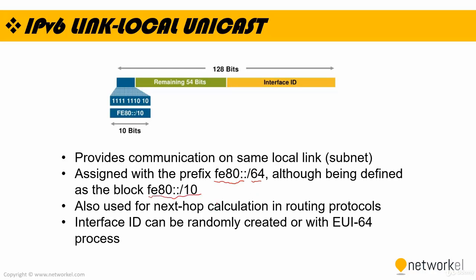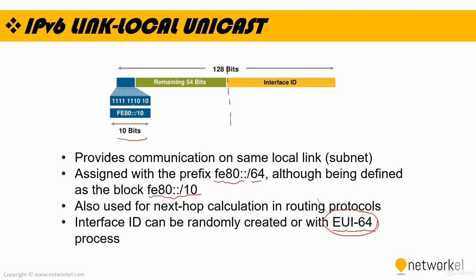Link local unicast addresses are also used for the next hop calculation in routing protocols. And the interface ID can be randomly created or can be created with the EUI-64 process, which we're going to examine in the next slide. As you can see, the IPv6 link local unicast has 2 portions.